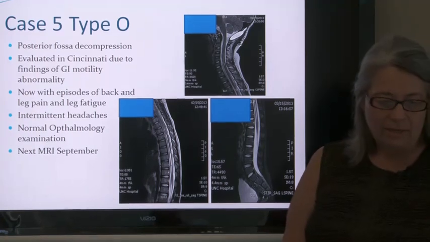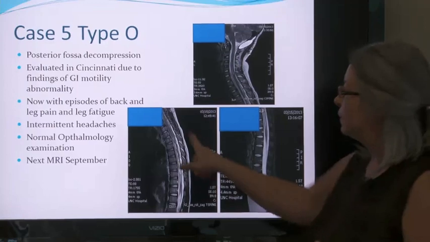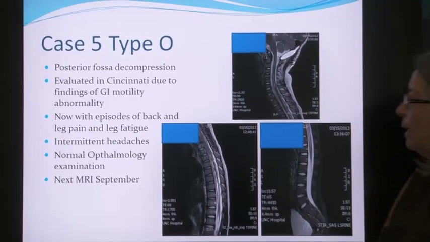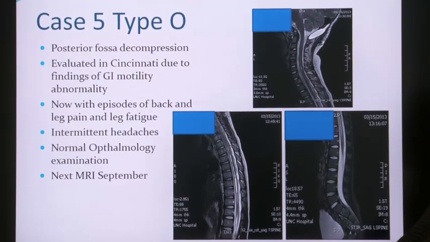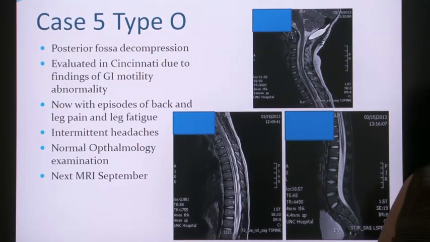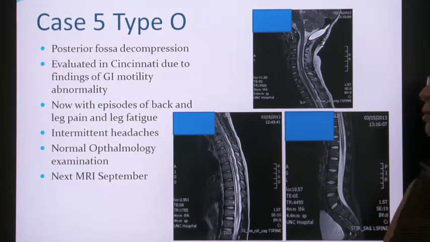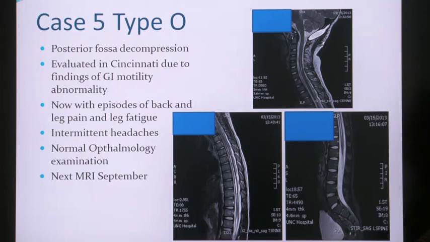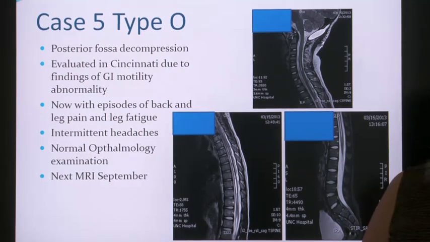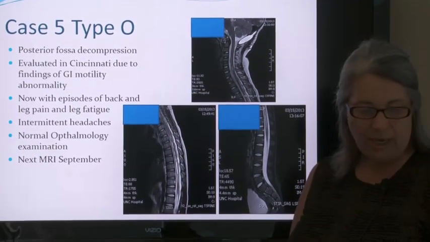He had new episodes of back pain and leg pain, intermittent headaches. He continues to have problems with bowel and bladder and went to the specialists at Cincinnati Children's and he was found to have some GI motility abnormalities. He has since recovered from his extensive Chiari malformation and surgery, and we do follow him in the clinic annually.